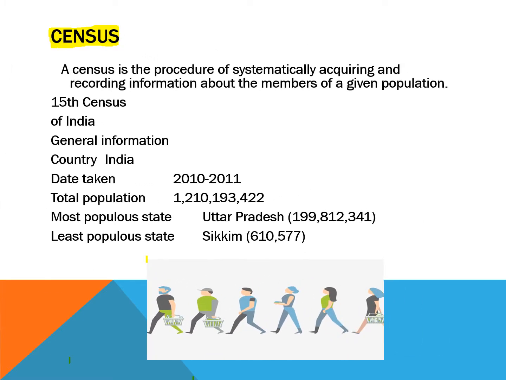Census. A census is the procedure of systematically acquiring and recording information about the members of a population. Now, this is the 15th census of India. The country is India. The date taken is from 2010 to 2011. The total population was 1,210,193,422. The most populous state at that time was Uttar Pradesh, with 199,812,341 people, and the least populous state was Sikkim, with 610,577 people.